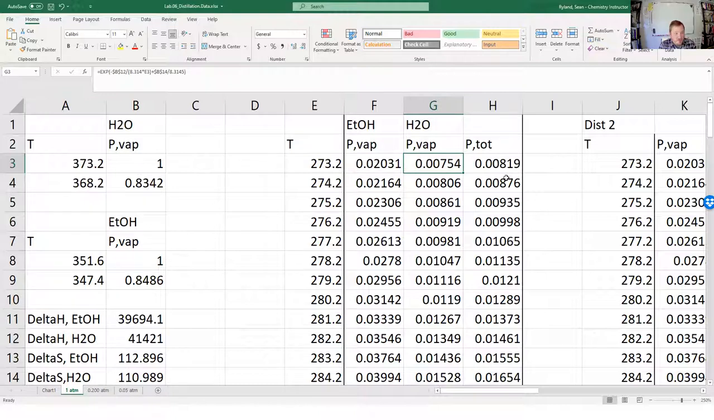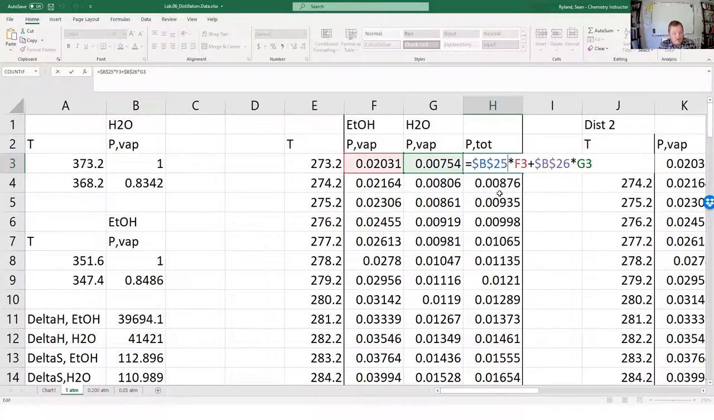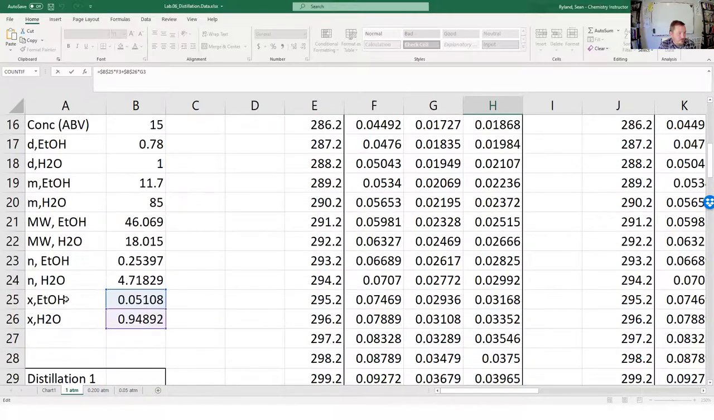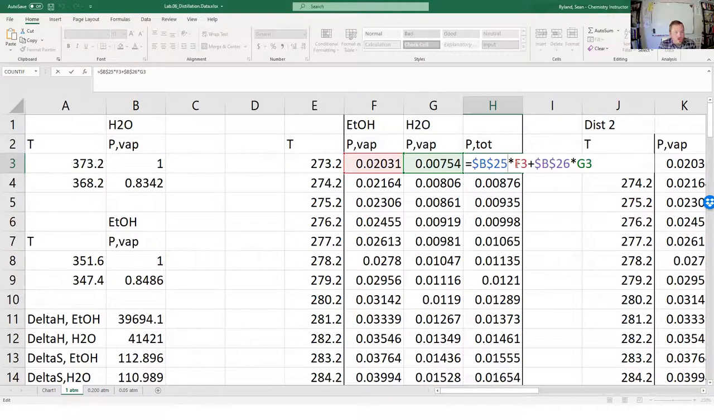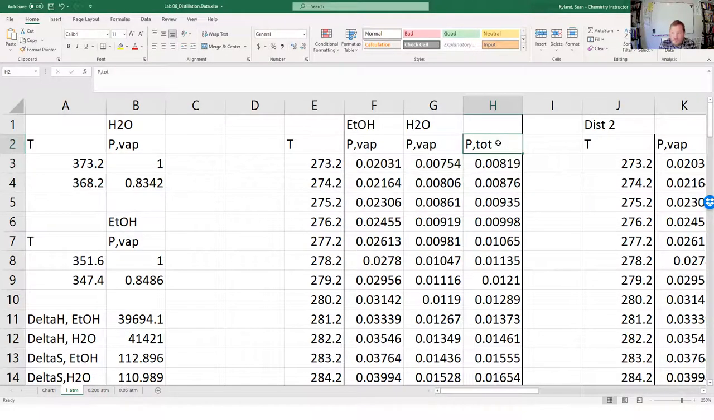If we want to know the total vapor pressure, it's going to be the vapor pressure of ethanol times the mole fraction of ethanol. The mole fraction of ethanol is going to be given to you in the initial reaction condition. It's calculated down here initially in the way I have my spreadsheet set up. So mole fraction of ethanol times the vapor pressure of ethanol, plus the mole fraction of water times the vapor pressure of water at that temperature. So your total vapor pressure is going to be the sum of the pieces.